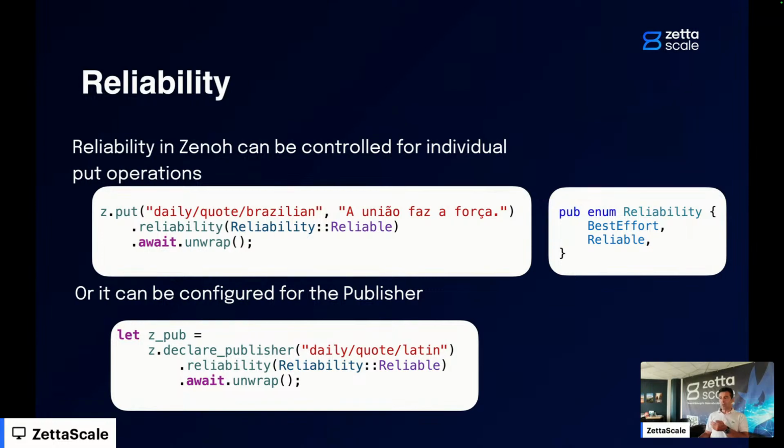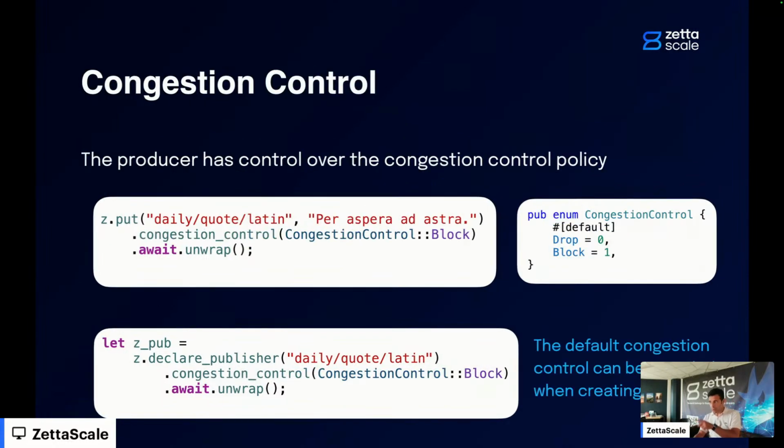Or you can configure it when creating a publisher. So you see that here I declare a publisher for the key daily quote in Latin, and I say reliability reliable. And again, if I don't specify congestion control, the default will be drop, as we see in this slide. As with reliability, I can control the congestion control per sample. So in this case, I can do z put, daily quote Latin, per aspera ad astra, and the default congestion control is drop. In this case, I want this to be block, and I set it to block, and I can set it also at the creation of the publisher.